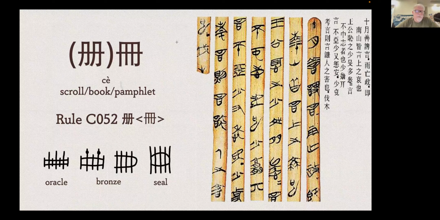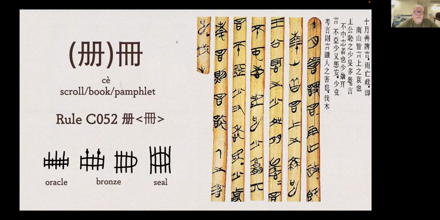The Chinese did invent paper during the Han Dynasty. That was about around 200 AD. Before that, they wrote on bamboo strips for several thousand years, probably at least 2,000 years before that, they were writing on bamboo strips.